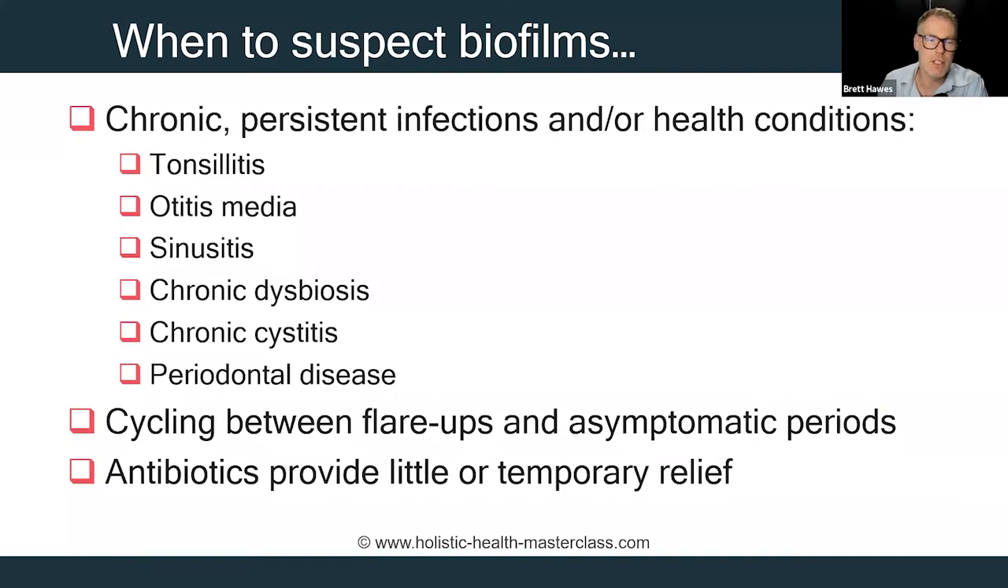And 9 times out of 10, they've got digestive problems too. So chronic dysbiosis, in other words, these people have tried everything. The dysbiosis is just not getting any better, and they're cycling on and off, right? Chronic cystitis and periodontal disease or oral disease. Cycling between flare-ups and asymptomatic periods, that's what we discussed before. And when antibiotics provide little or temporary relief, I would actually lump antimicrobials in there as well, okay? And people start getting dependent on antimicrobials, that's a real telltale sign that you're dealing with a chronic infection that is just not budging. Okay, and 9 times out of 10, or I should say 8 times out of 10, looking at the literature, you're dealing with biofilms.